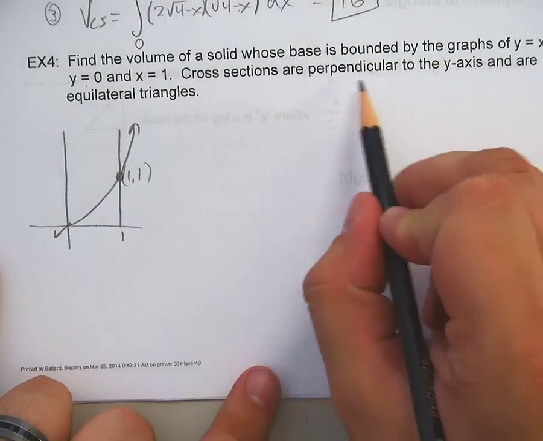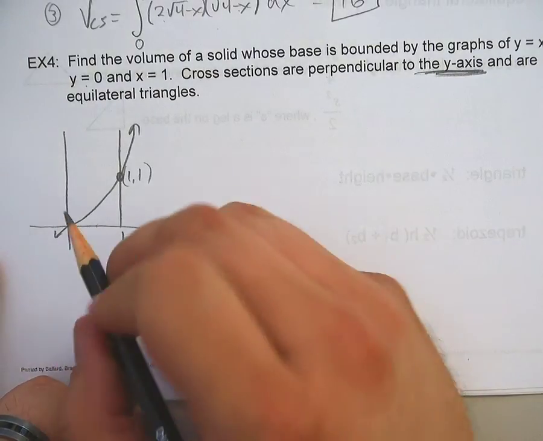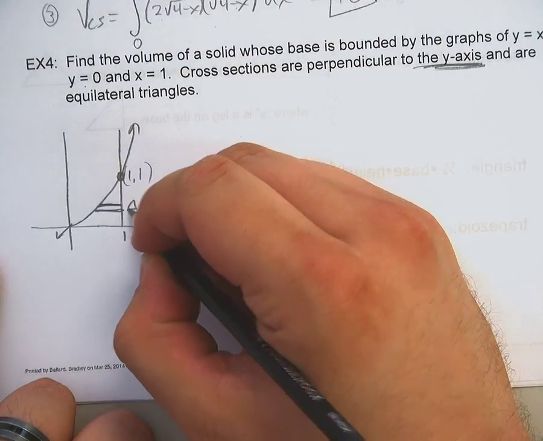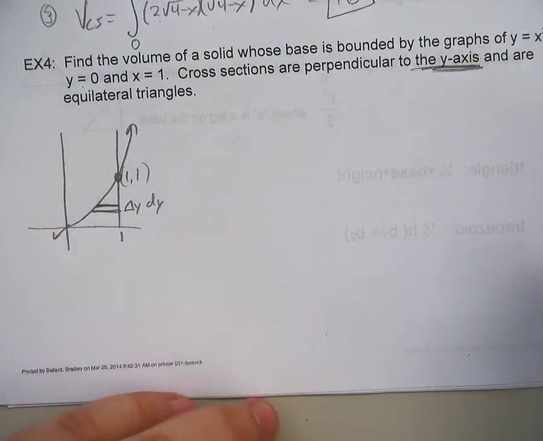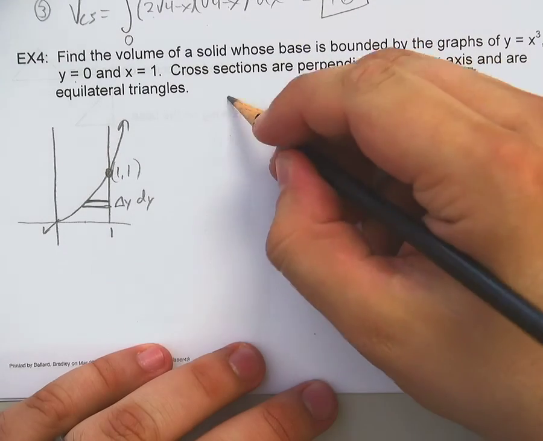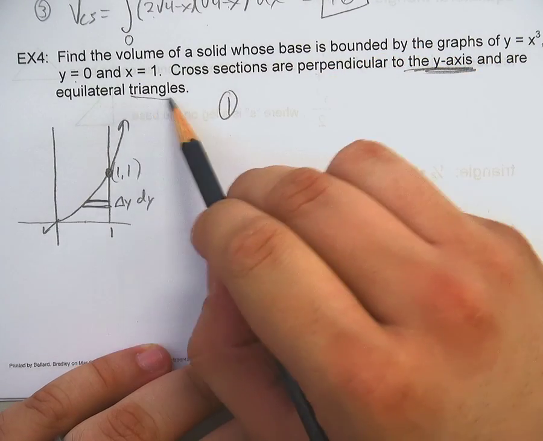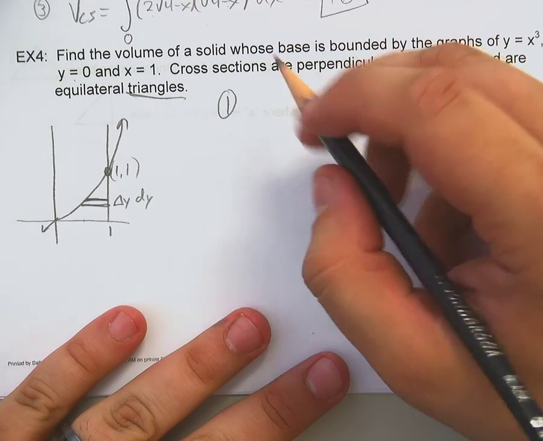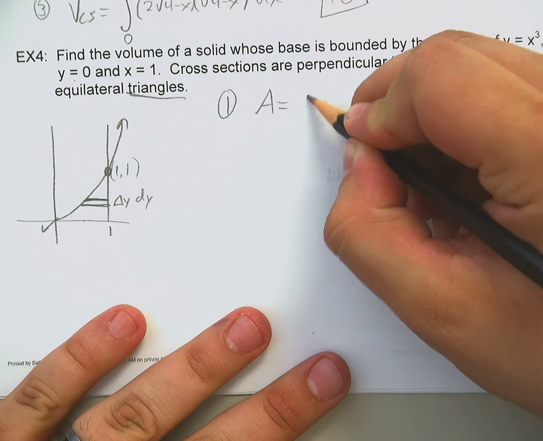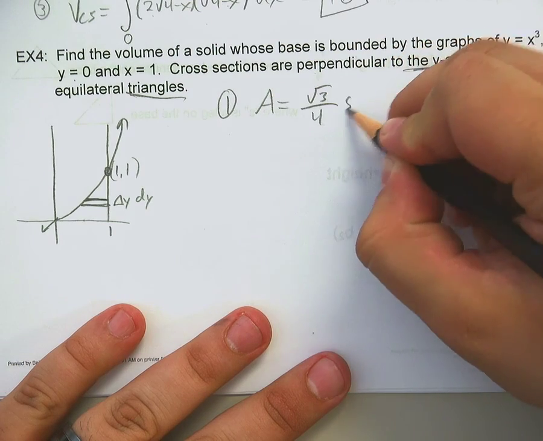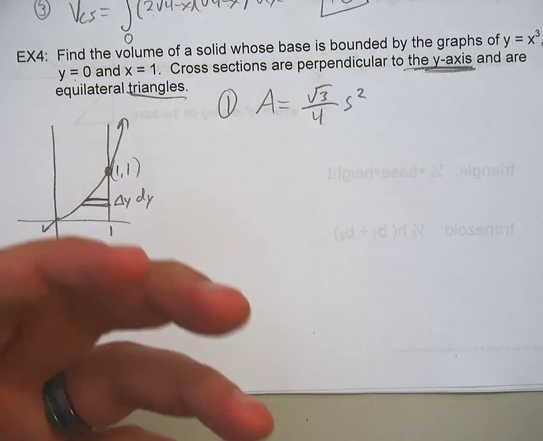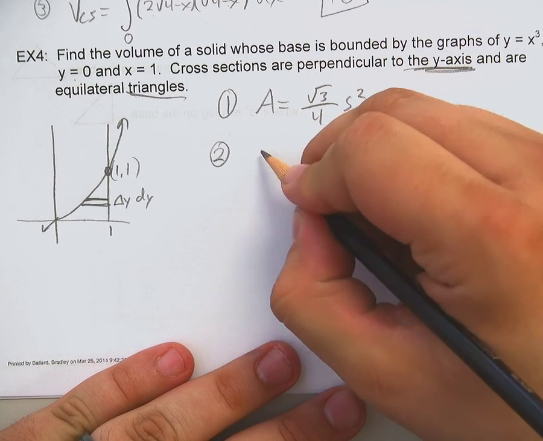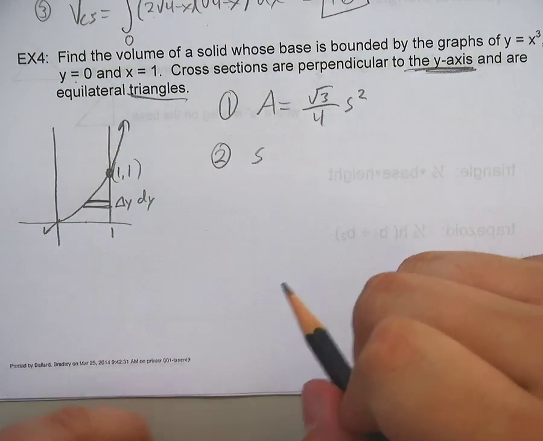It says cross sections are perpendicular to the y-axis now. Oh, good. So here we go. We're using delta y, which means dy. So number 1. And they're equilateral triangles. Remember that square root of 3 over 4 s squared? A equals the square root of 3 over 4 s squared. Equilateral triangles. Section 2. Figure out what one of the sides is.